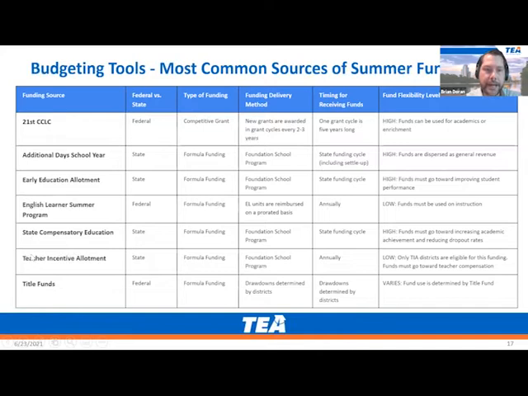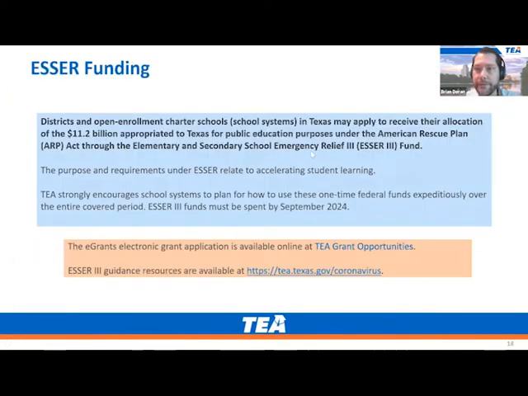So think through state comp ed, the teacher incentive allotment, if your district is looking at the teacher incentive allotment and funneling those funds to campuses that are implementing additional days, that could be an opportunity to explore there. And then of course, title funds and opportunities as well. We also have a mountain of funding coming through with ESSER dollars. And so strongly encourage folks to take a look at, through your strategic planning process, what makes most sense, and to think through that from a funding perspective there.